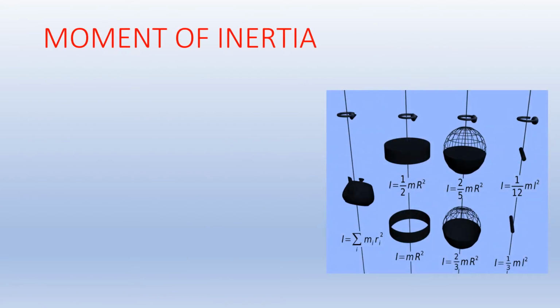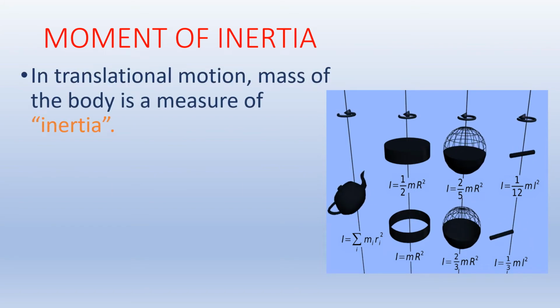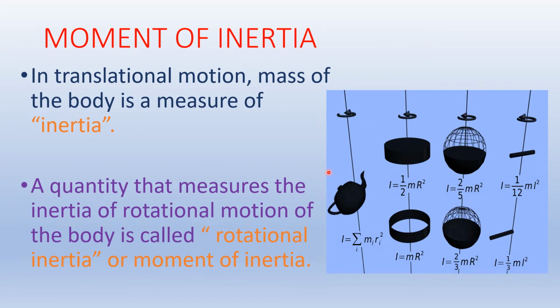Moment of inertia. What is moment of inertia? Before that, we should see inertia in translational motion. In translational motion, the mass of a body is the measure of inertia. Inertia is that property of matter that causes it to resist a change in velocity, that is, its speed or its direction. So a quantity that measures the inertia of rotational motion of a body is called rotational inertia or moment of inertia.